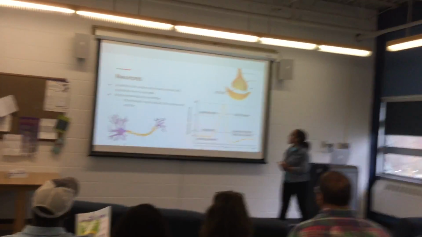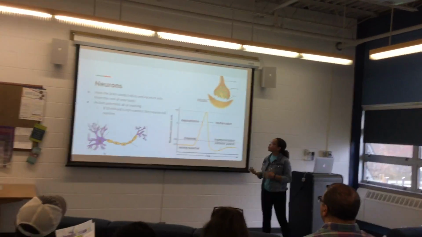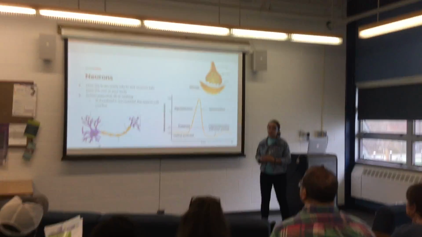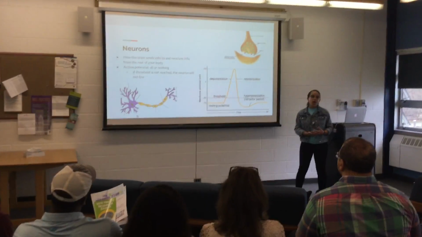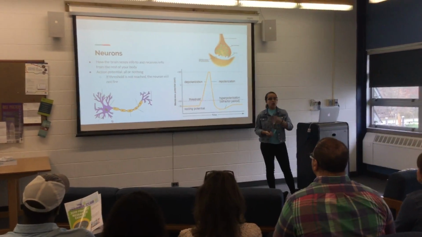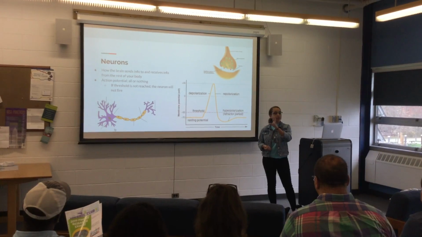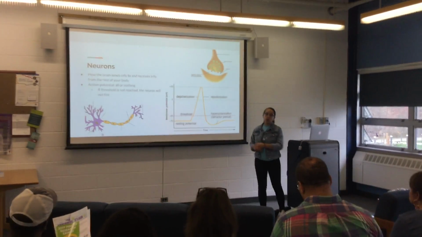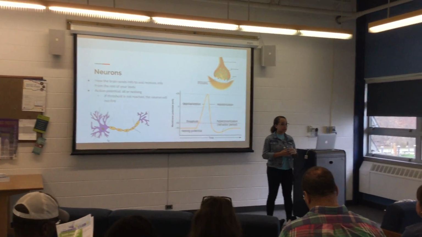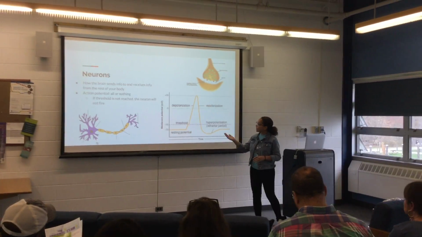The next thing that I'm going to talk about are neurons. Neurons are how the brain sends information to the rest of the body and receives information from the rest of the body. The way it works is that in order for information to travel down a neuron and then to the next neuron is through the use of electrical impulses, and these are known as action potentials.